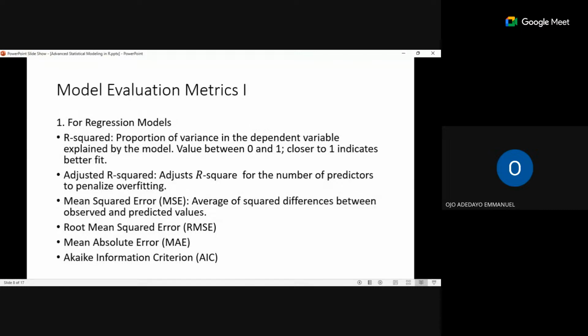Now, let us take it one after the other. Model evaluation: when you have a linear regression, how do you do a model evaluation for it? You should know the right metric to use. Number one, for regression models generally, we use R square. I mentioned the other time, R square is the proportion of variance in the dependent variable explained by the model.